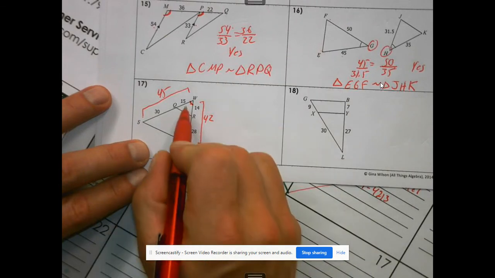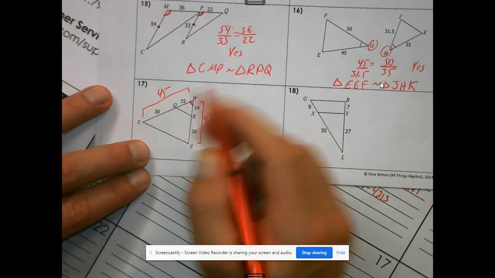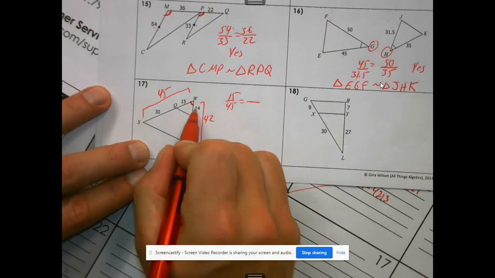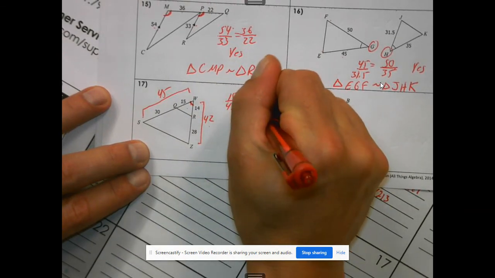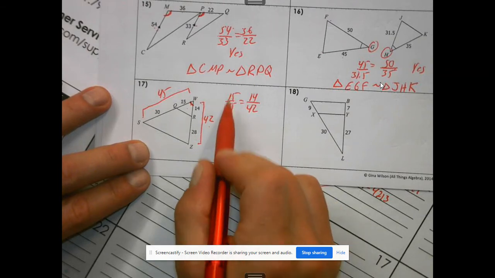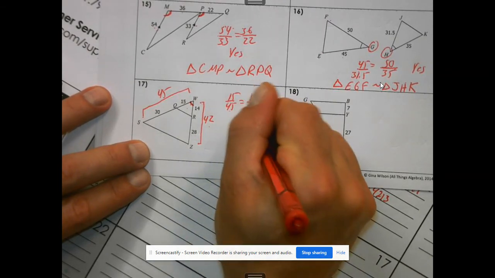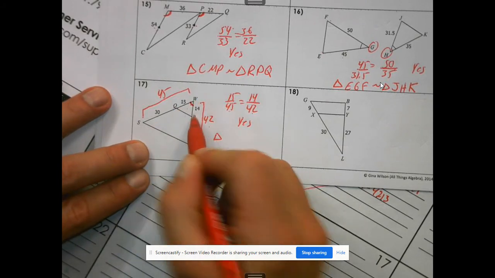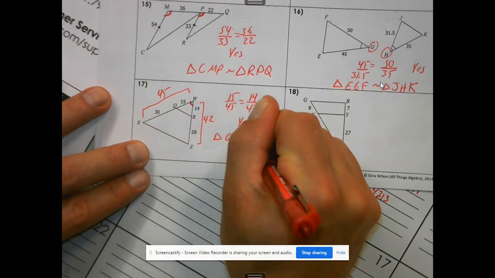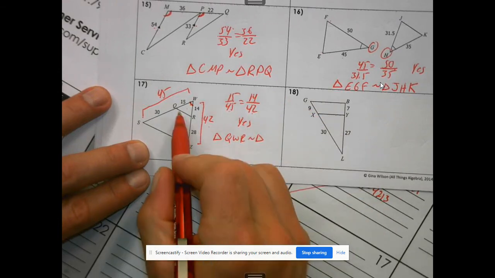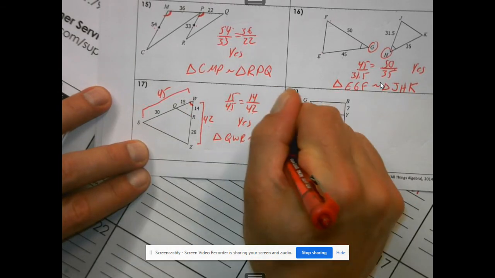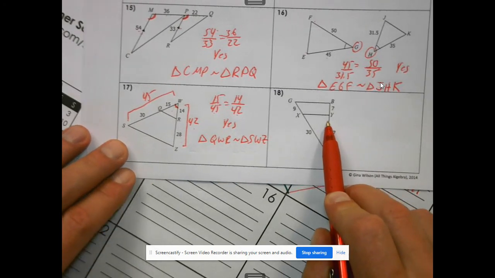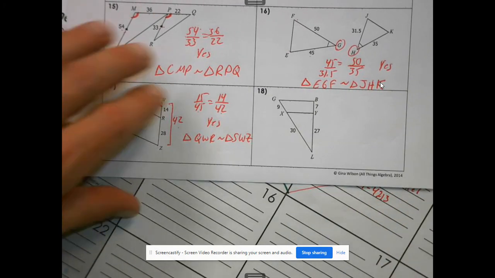Proportions. Small side over big side. 15 over 45. Does that equal 14 over 42? The answer is yes. If you divide top by bottom in both, it comes out to be accurate. Let's go triangle QWR. That matches with SWZ. 18, same thing as 17. Check your answer key for some clarification on that one if you have any questions.